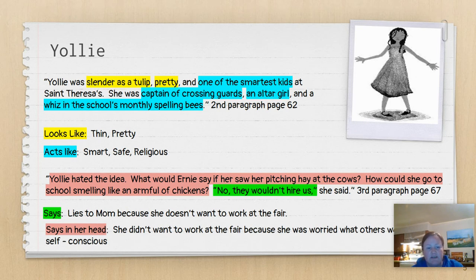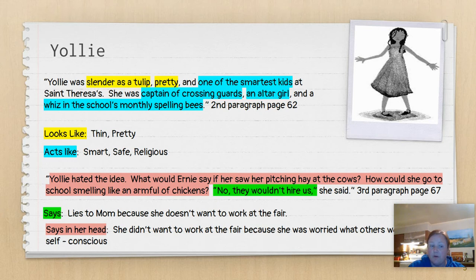In red, she says in her head that she didn't want to work at the fair because she was worried what others would say about her. What would Ernie say? How could she go to school smelling? So the fact that she's worried about what other people will say and she's worried about their judgment tells us that she is self-conscious. So when we're striving for meaningful character traits and meaningful connections, it's these really strong inferences that we're striving to make.